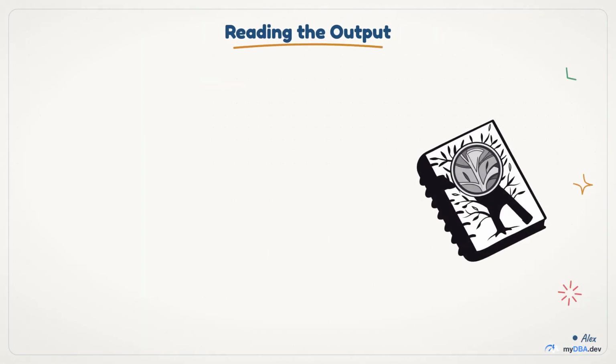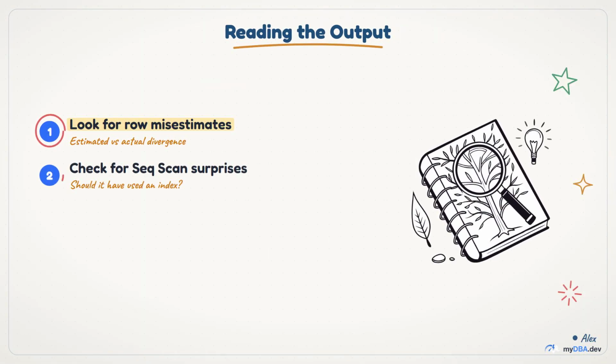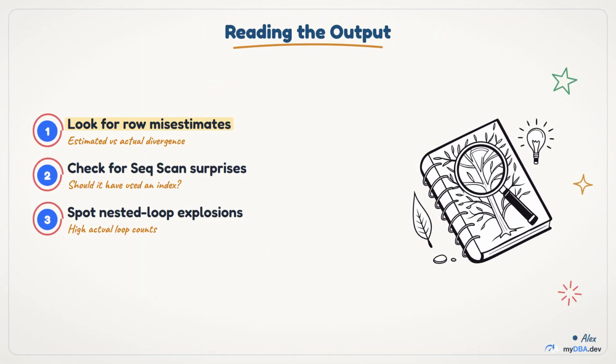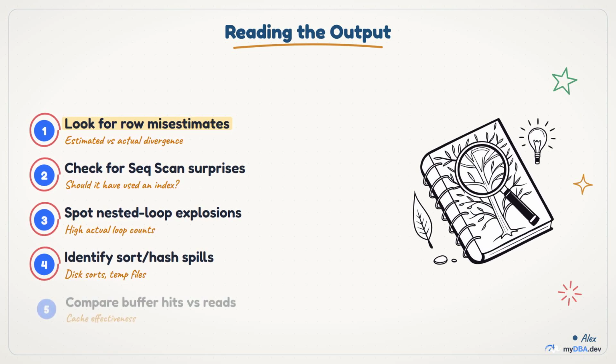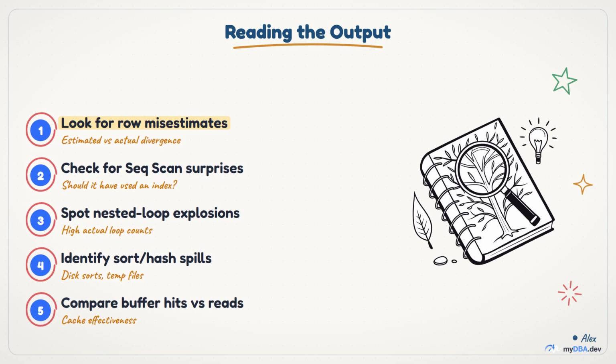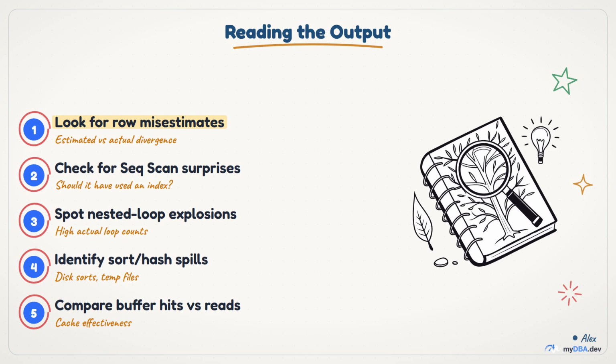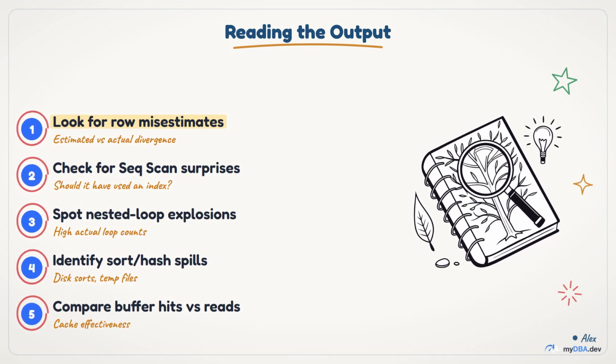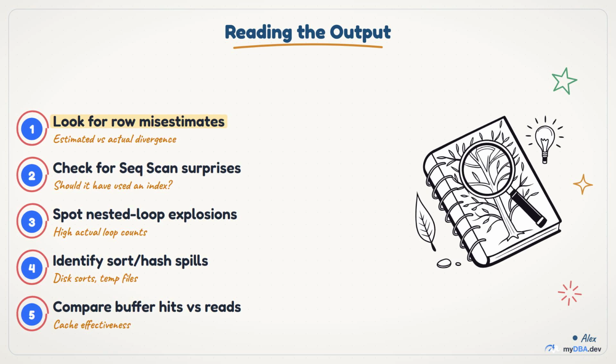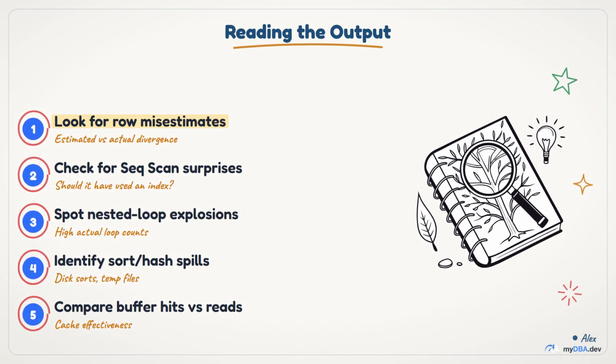When you're reading the logged plans, focus on a few key signals. Big row misestimates, estimated versus actual, are your first clue. Sequential scans where you expected an index, nested loops with huge actual loop counts, sorts or hashes that spilled to disk. All of these point to tuning opportunities.